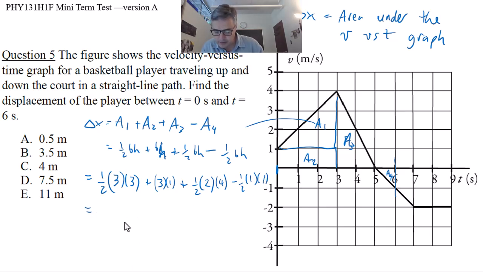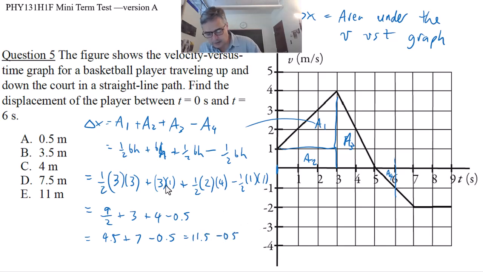So working that all out, I've got 3 times 3 is 9 over 2, plus 3, plus these 2's cancel, so it's 4, and then minus 0.5. So I've got 4.5 plus 7 minus 0.5. 4 plus 7 is like 11, so it's 11.5 minus 0.5, so it should be 11 meters. Delta x equals 11 meters. E.